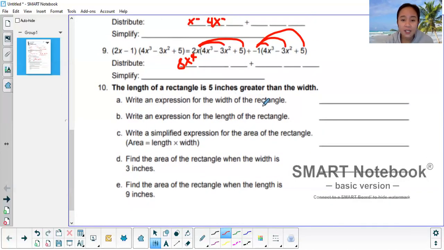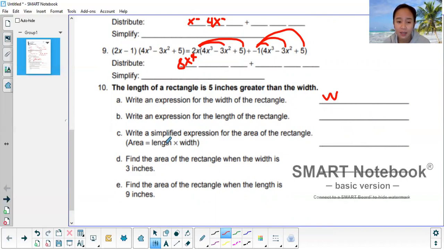So this one, write an expression for the width of the rectangle. Now, if you say width, you can just name it with x or w. Well, w is easier, so you can have w, okay? Write an expression for the length of the rectangle. Now, it says the length of a rectangle is 5 inches greater than the width. If it's greater than, that means you're going to do w. Is it plus or minus if it's greater than? And then you write 5, okay?